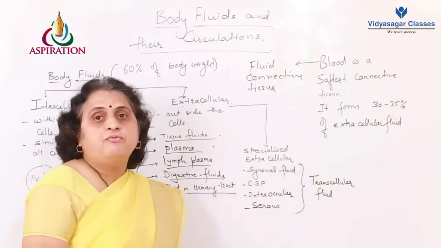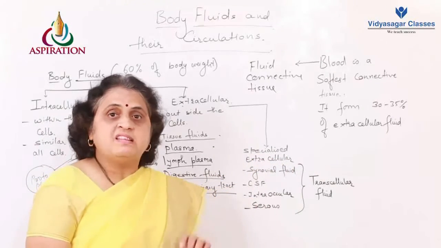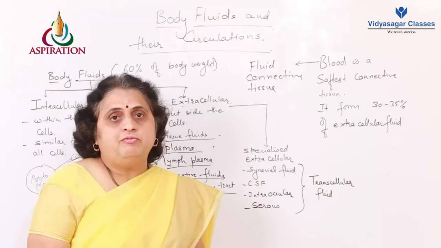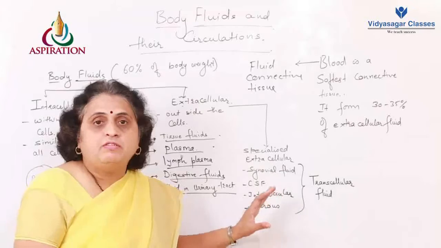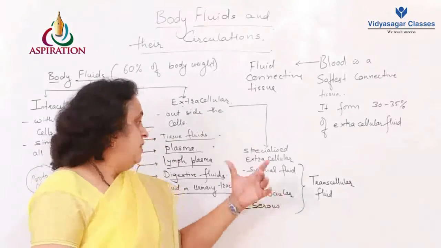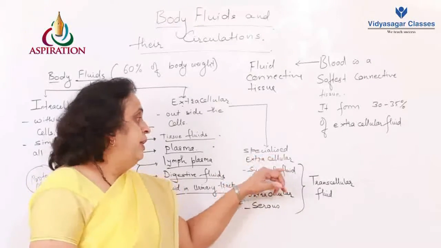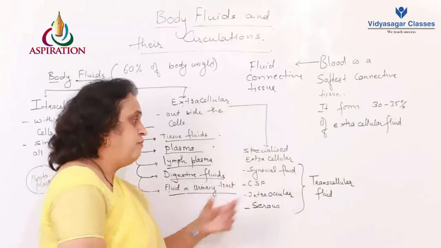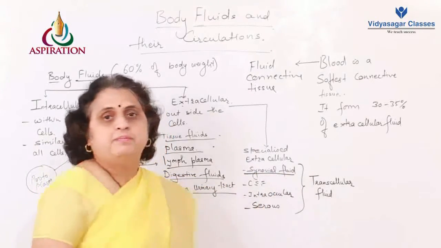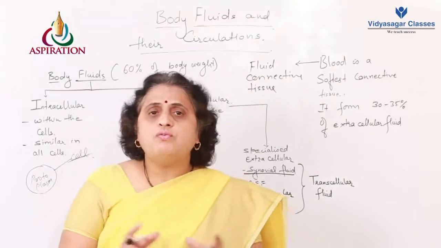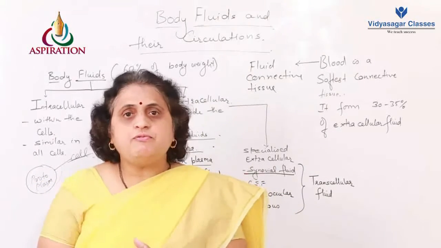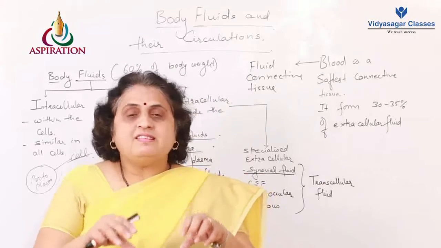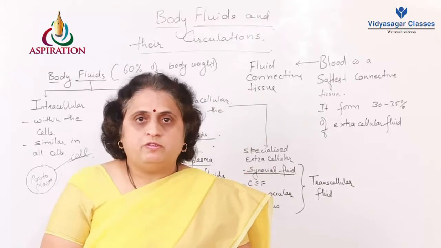The specialized extracellular fluids are the fluids which are present in special areas of the body, and they are not at all circulating fluids. Rather, they do not form part of the circulating fluids in our body. These specialized extracellular fluids are found in special areas. Especially, if you look, we have synovial fluid. What is synovial fluid? Synovial fluid is a fluid that we generally find in the spaces between the articulating bones.